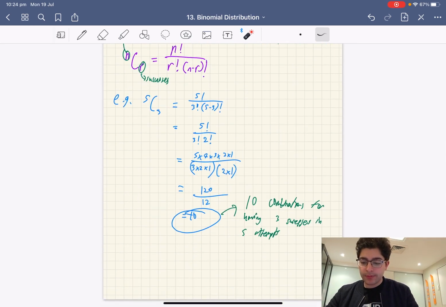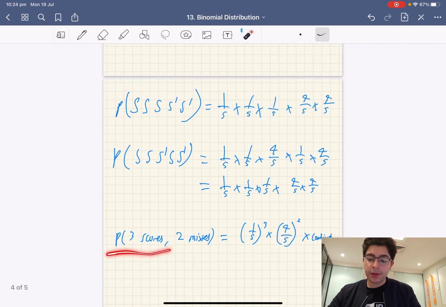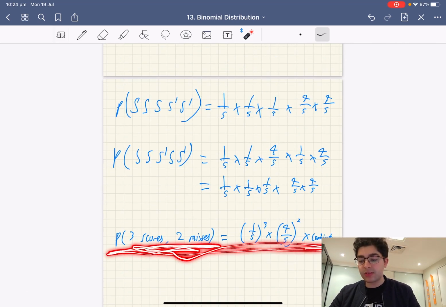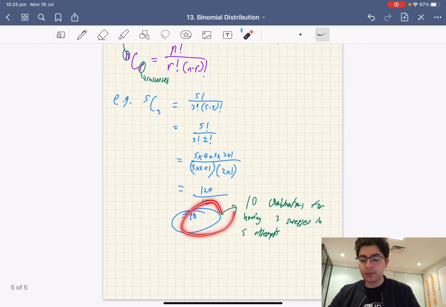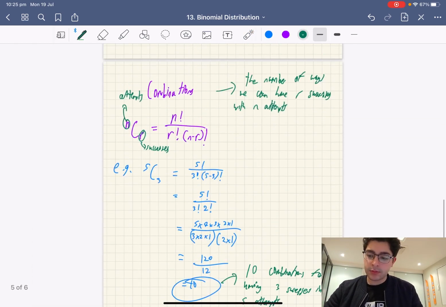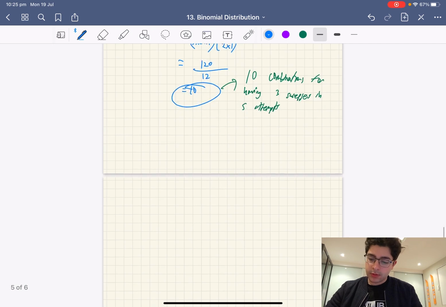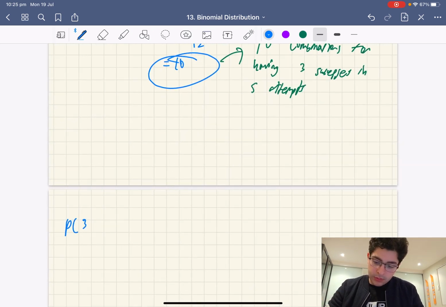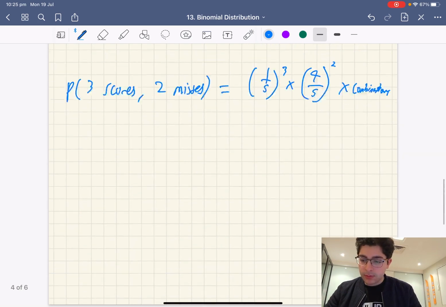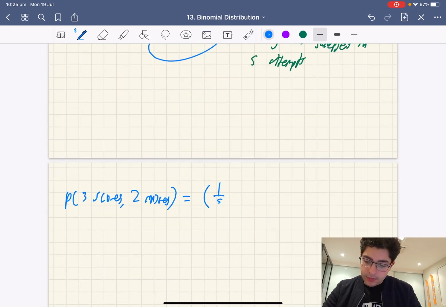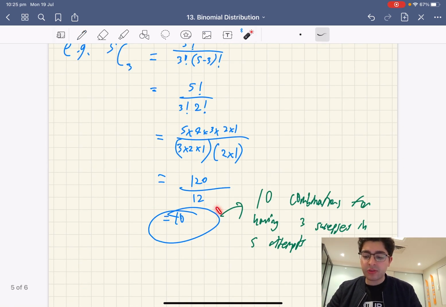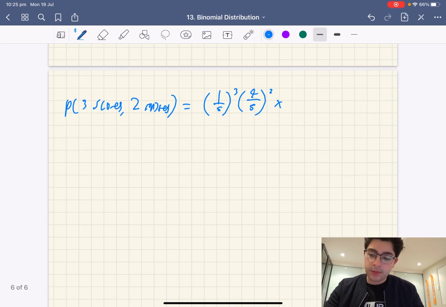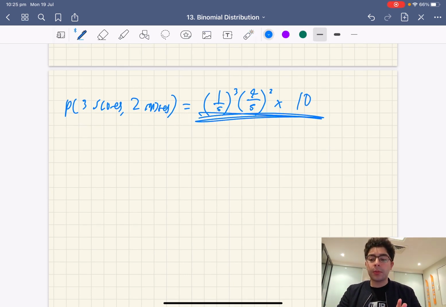So now that we know that, we can go back to our formula where we said that the probability of 3 scores and 2 misses is going to be this times the combinations, which we said was 10. So 1/5 to the power 3, times 4/5 to the power 2, times the combinations, which is 10. And that would ultimately result in our overall probability of the events happening.